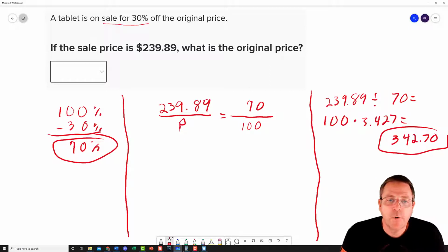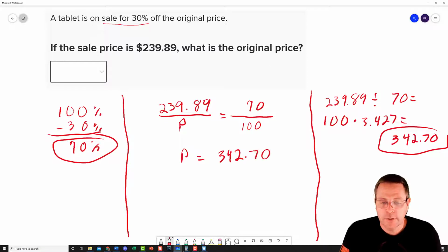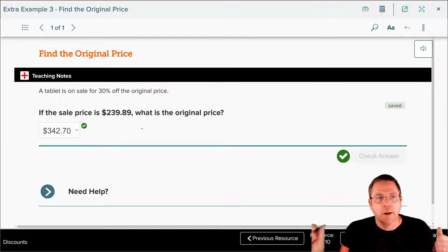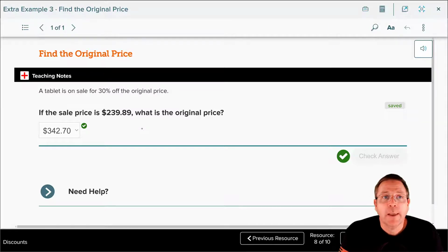$342.70. That would have been the original price of the item, $342.70. Let's see if that is a choice that they gave us here. $342.70. Check our answer, and it checked well. And now you know what we have left to do?